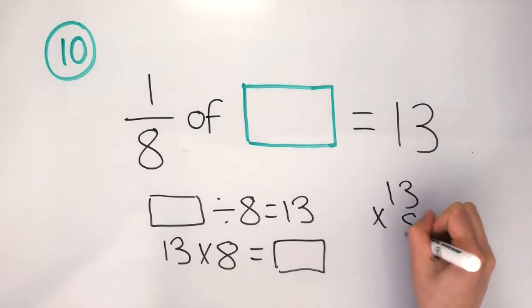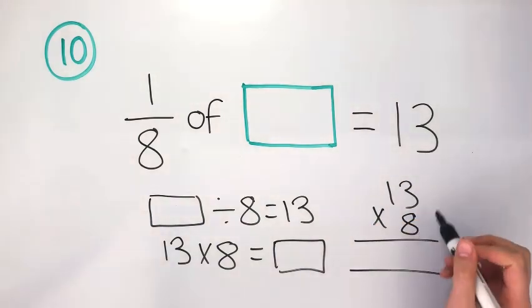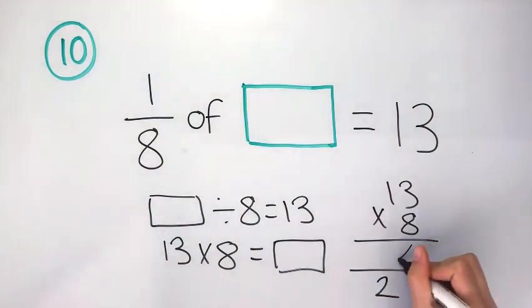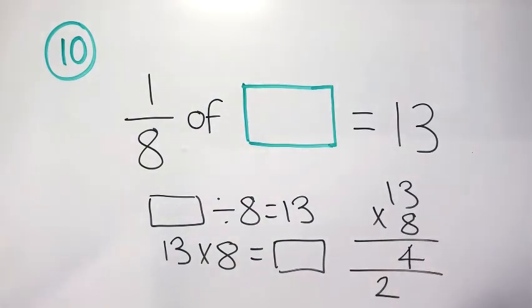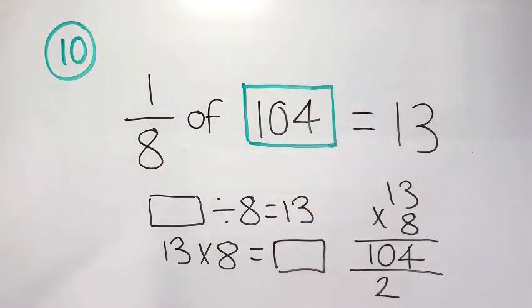13 times by 8, we're going to be using the column method. 8 times by 3 gives us 24. Write the 2 down there and the 4 here. 8 times by 1 is 8, plus 2 is 10. Our answer is 104.